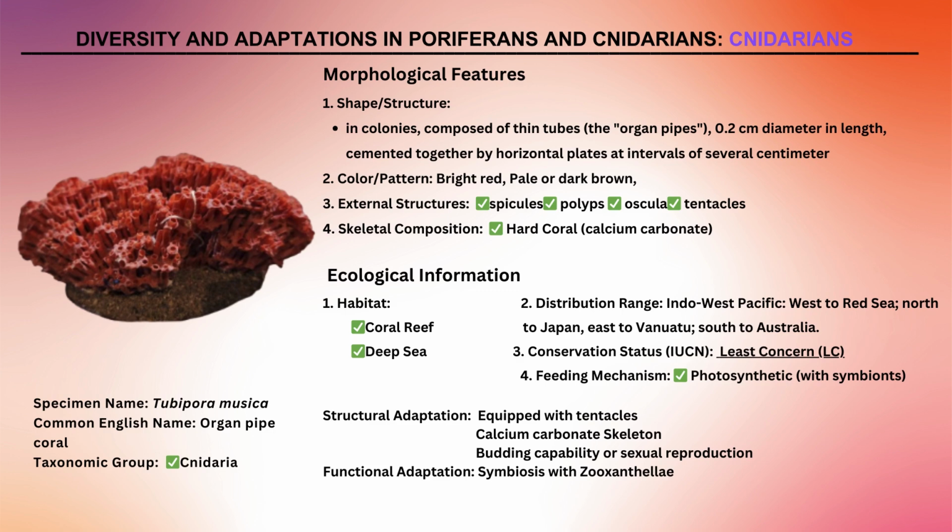For number four, we have the feeding mechanism. They are usually photosynthetic with symbionts. For structural adaptations, tentacles with nematocysts capture prey and deter predators. A rigid calcium carbonate skeleton withstands currents and damage. They also reproduce asexually, through budding, or sexually through gamete release.